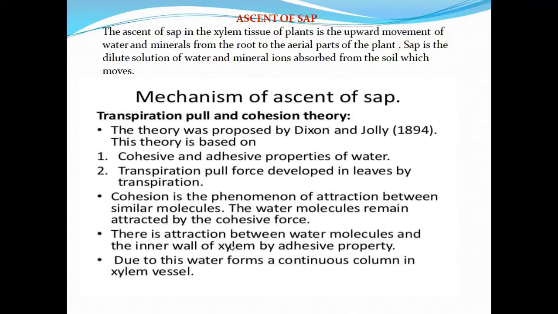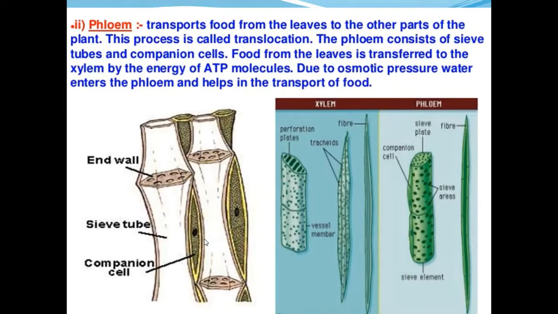So cohesion and adhesion. With the help of these two things, the water column remains intact in the transporting channel, that is your vessels and tracheids. So there is a continuous column of water in the xylem vessel. Now, as I have already said, transpiration is going on all the time. So transpiration helps in the evaporation of water. So there is a deficit created, and that creates a suction pull, and that is what is forcing the water column to rise up in the xylem vessels.